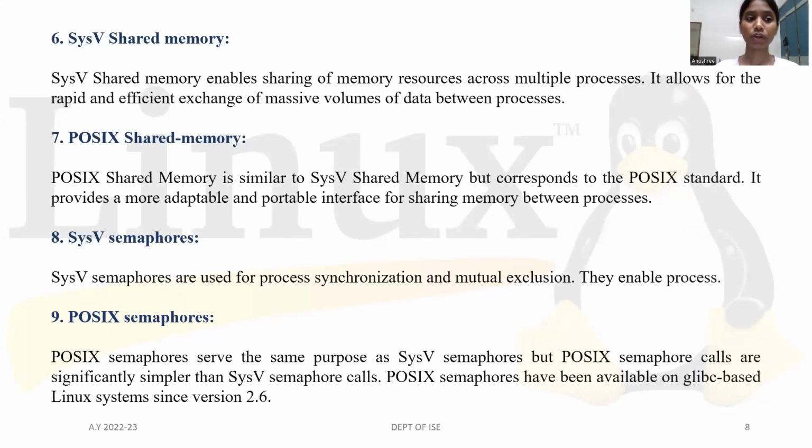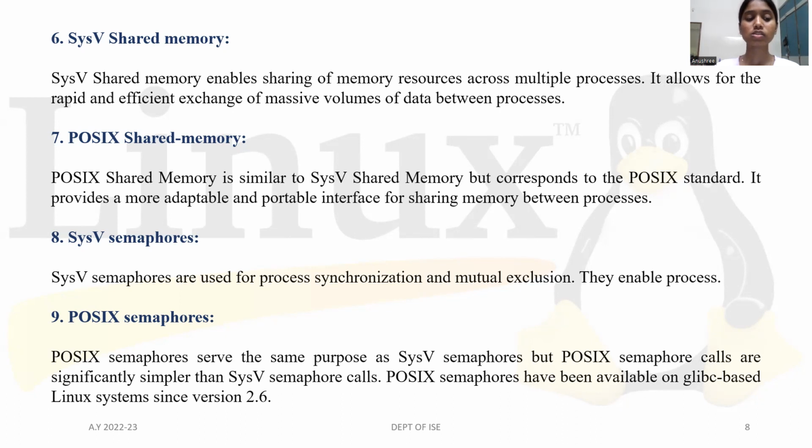SysV shared memory. SysV shared memory enables sharing of memory resources across multiple processes. It allows for the rapid and efficient exchange of massive volumes of data between the processes. POSIX shared memory. POSIX shared memory is similar to SysV shared memory but corresponds to the POSIX standard. It provides a more adaptable and portable interface for sharing memory between processes.